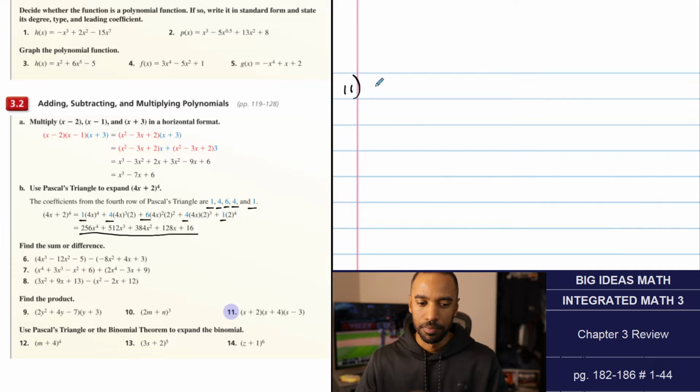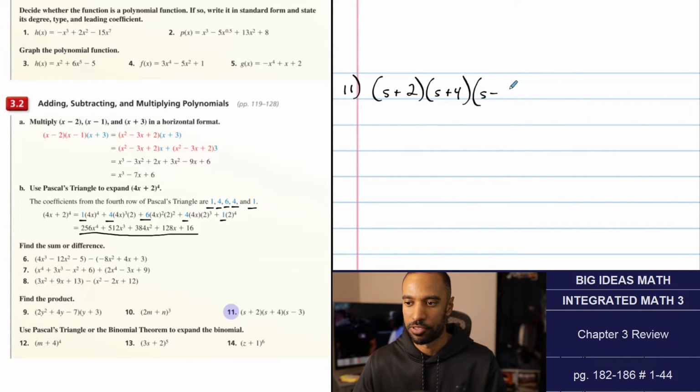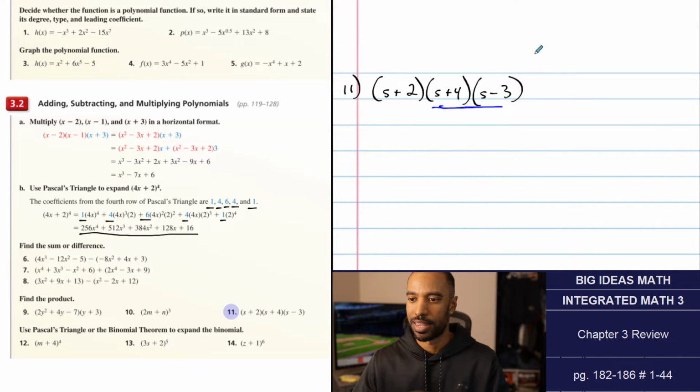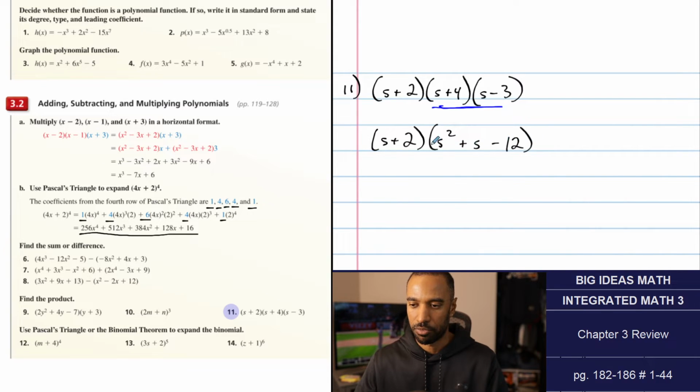Number 11, we have s's. Thankfully, no 5s conflicting at the moment. I don't like s's with 5s. They generally tend to put them together. I'm going to start by multiplying these two together, and then I'll deal with the s plus 2 afterward. So this begins with FOIL: s squared minus 3s plus 4s is plus 1s, and then minus 12. 4 times negative 3 is minus 12.